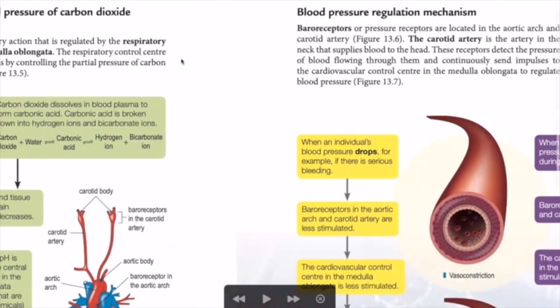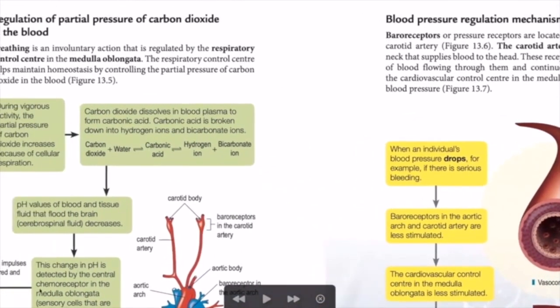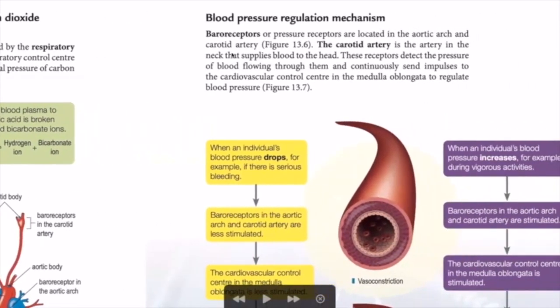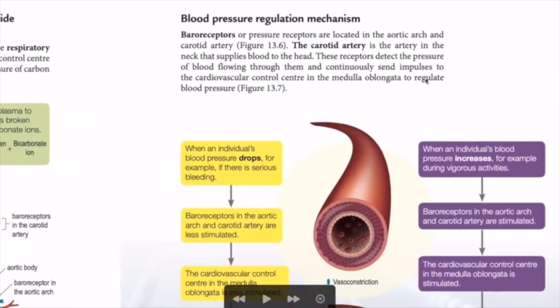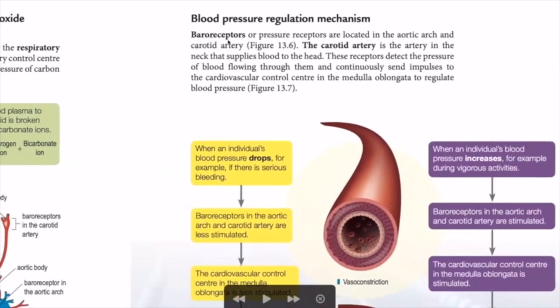Okay, tadi kita cerita pasal chemoreceptor. Ingat chemoreceptor ni, chemoreceptor tu adalah untuk mengesan any chemical change in your body. Kalau baroreceptor, baroreceptor is a pressure receptor. Maksudnya dia akan mengesan any change in blood pressure. Okay, awak tengok, baroreceptor or pressure receptor are located in the aortic arch and carotid artery.